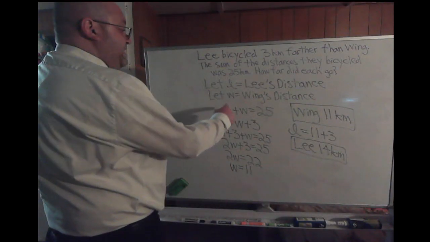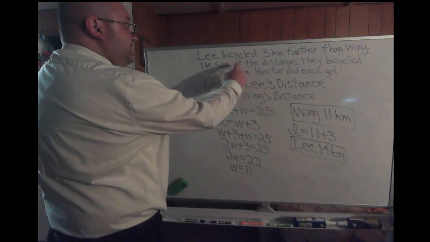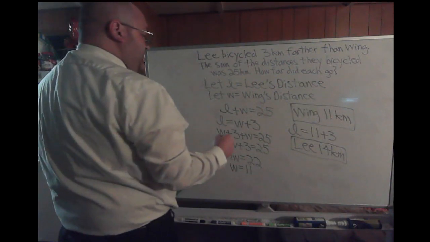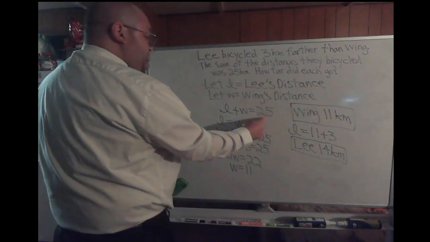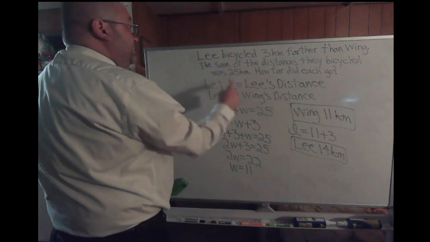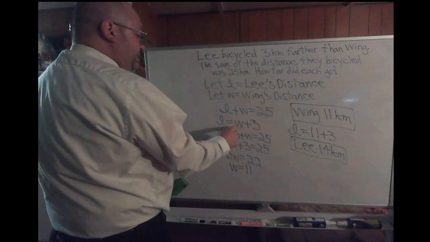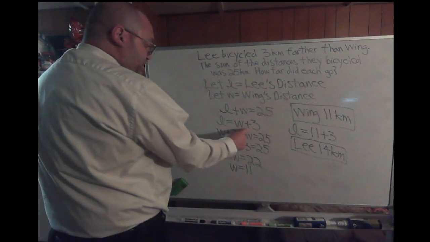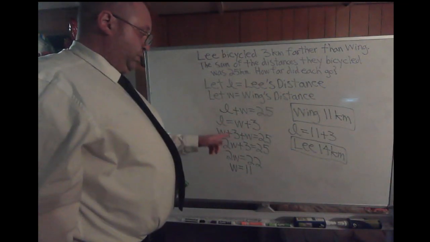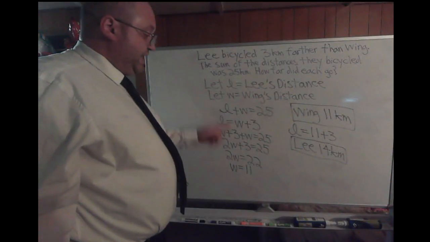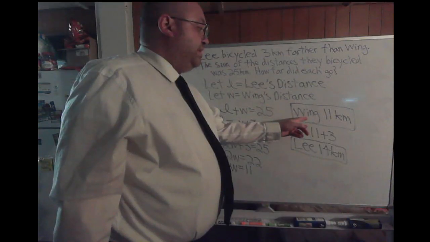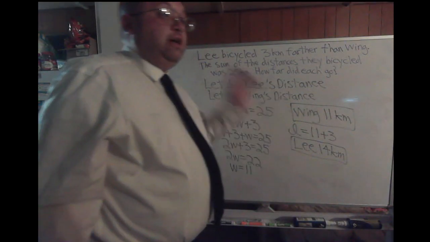What we did is we used the fact that their two distances together, according to the second sentence, the sum of the distances they bicycled was 25 kilometers. So the two distances together is equal to 25 kilometers, L plus W. And it also states in the first sentence, Lee bicycled 3 kilometers farther than Wayne. So Lee's distance is Wayne's distance plus 3. I was able to substitute the W plus 3 in for where the L goes. You do that, you just do the algebra. You get Wayne has 11 kilometers that he bicycled, and then Lee went 14 kilometers.